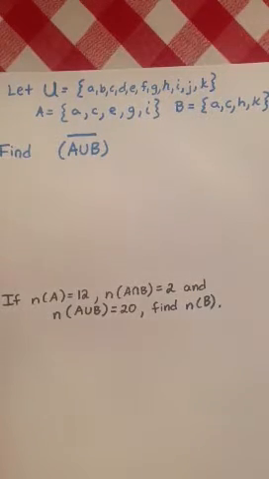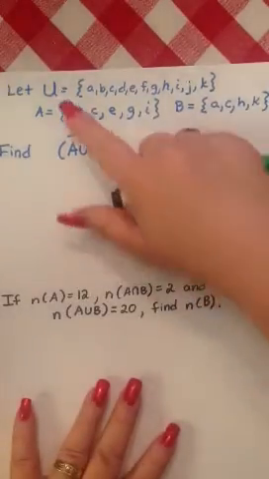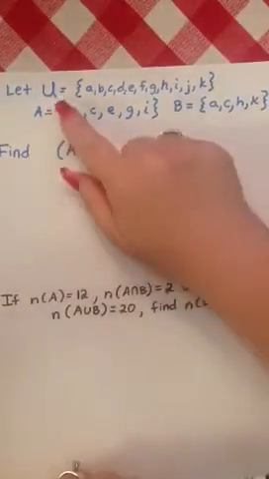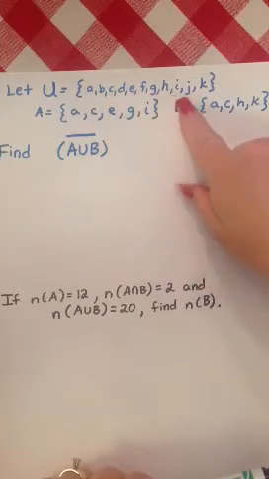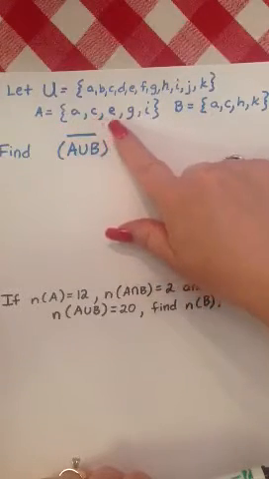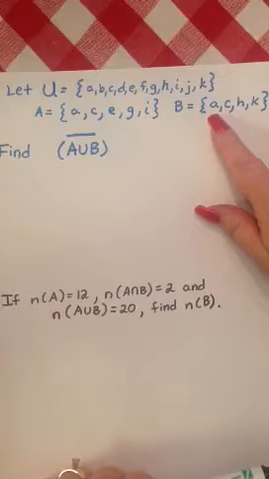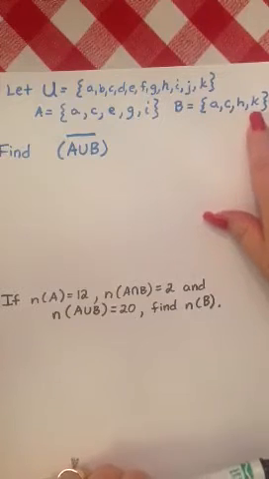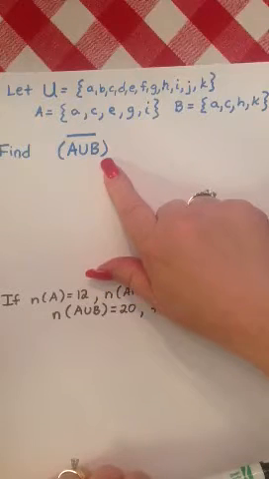Alright, our next little section. We're going to let the universal set, that big U, be equal to A, B, C, D, E, F, G, H, I, J, K. We're going to let A be the set A, C, E, G, I, and we're going to let B be A, C, H, and K. And they asked me to find the complement of A union B.